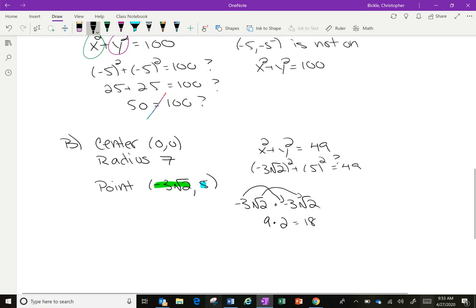So what we actually ended up doing there is we squared the number that was in front. So -3 squared is 9. We squared what was inside the square root, or we just got rid of the square root to make it a 2, and then we multiplied the two of those. So now I've got 18. 5 squared is 25. I want to know, is that equal to 49? 25 plus 18 is 43. Is that equal to 49? No. So no, it's not on the circle.